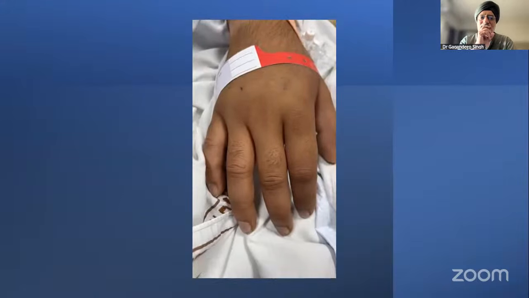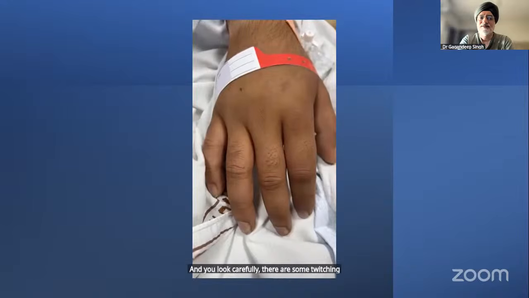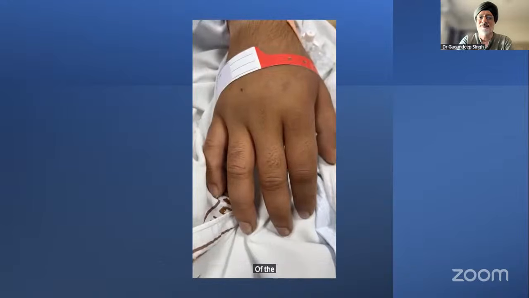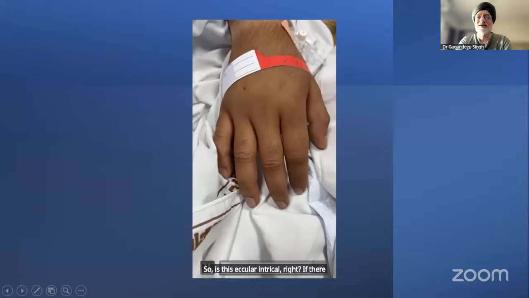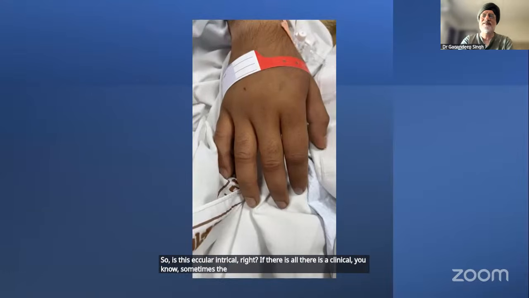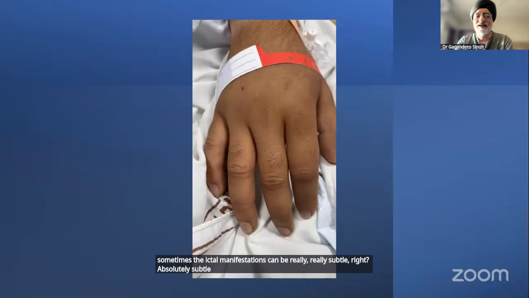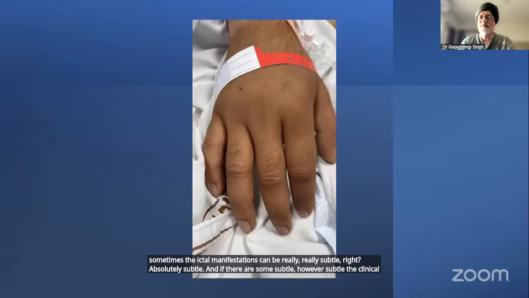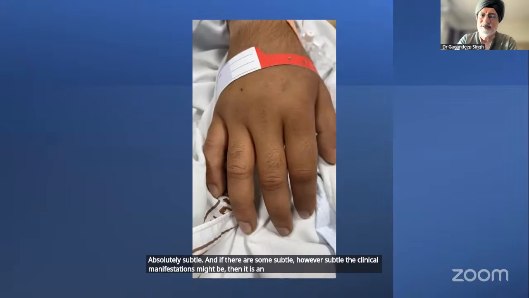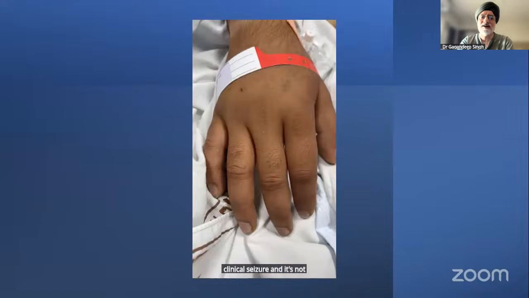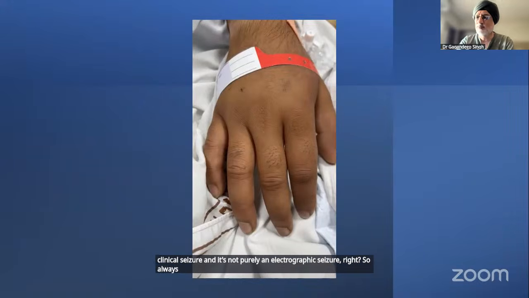And if you look carefully, there are some twitching movements of the fingers, right? So is this ictal or interictal? Sometimes the ictal manifestations can be really, really subtle. However subtle the clinical manifestations might be, if there are some, then it is an electroclinical seizure and not purely an electrographic seizure, right? So always look for these subtle movements, right?